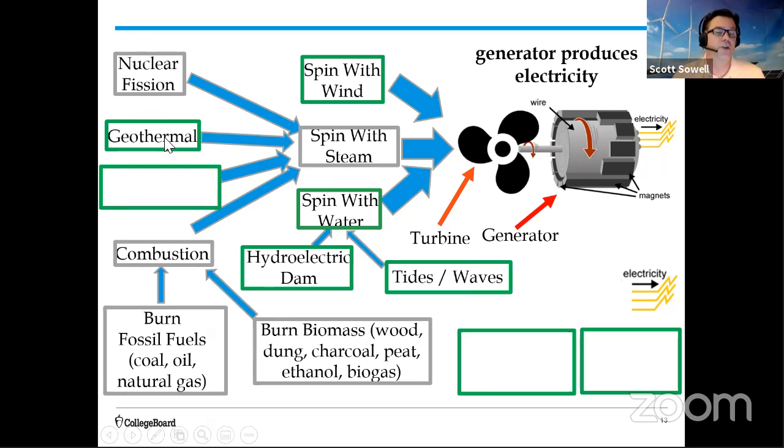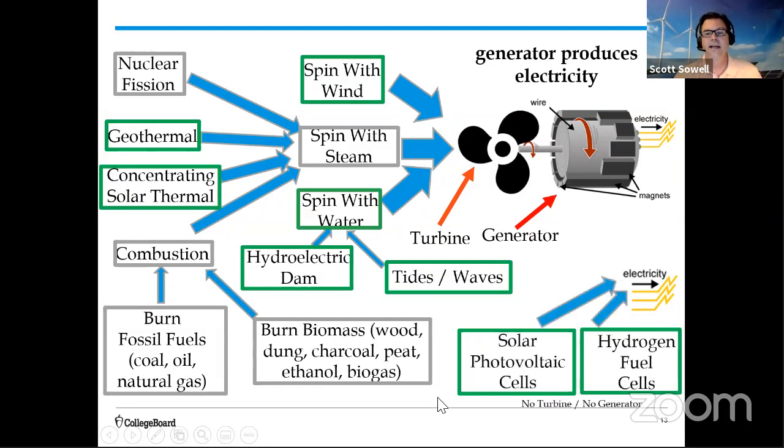We could also do geothermal or concentrating solar thermal. So the ones in the green are the renewable ones that we're going to talk about today. And all of these spin the turbine to rotate the generator to make electricity. However, there's 2 down here that will make electricity without the use of the turbine or the generator, and that's solar photovoltaic cells and hydrogen fuel cells. So if you'll remember this screen and be able to, for each one of these energy sources, describe 2 things, really, 3 things: how it works, the pros, and the cons. That's the pattern you're going to see as we go through today.